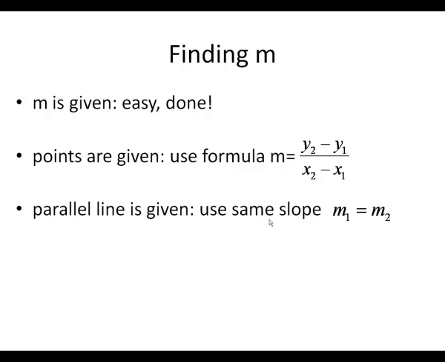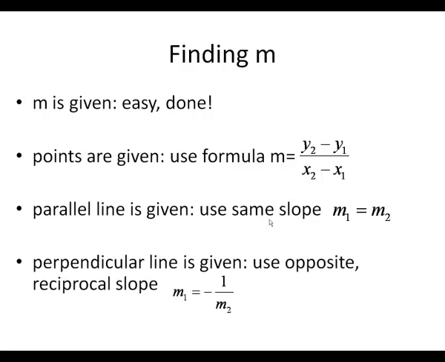And lastly, we could be given a line that is perpendicular. And if that is true, we want to take the slope of the perpendicular line and find its opposite reciprocal slope. So our slope, m1, would equal the negative of 1 over m2. We change the sign and we flip it. So the first step was to find the slope.